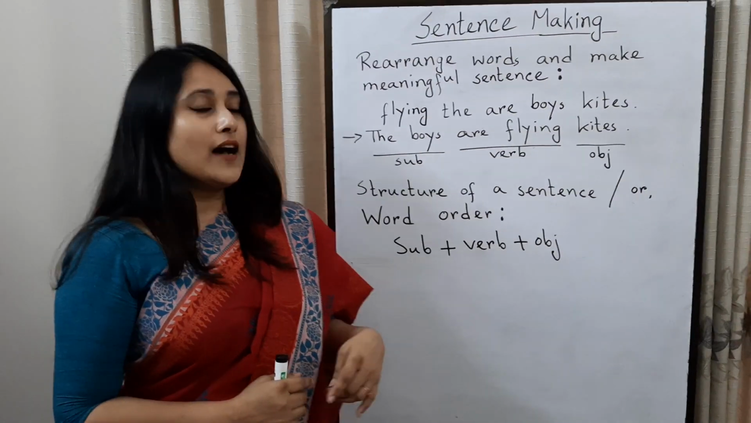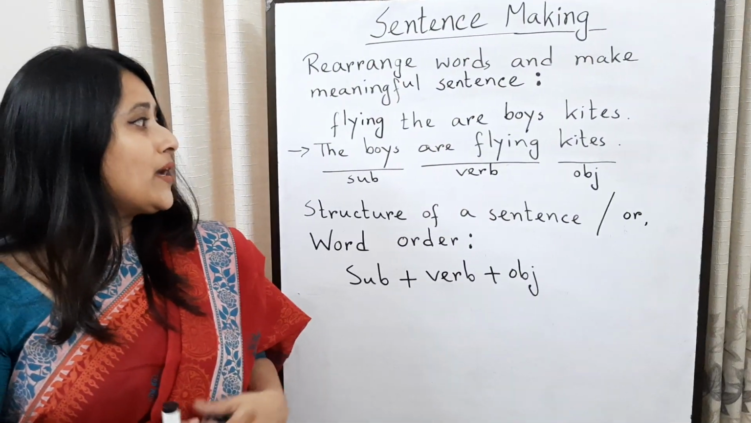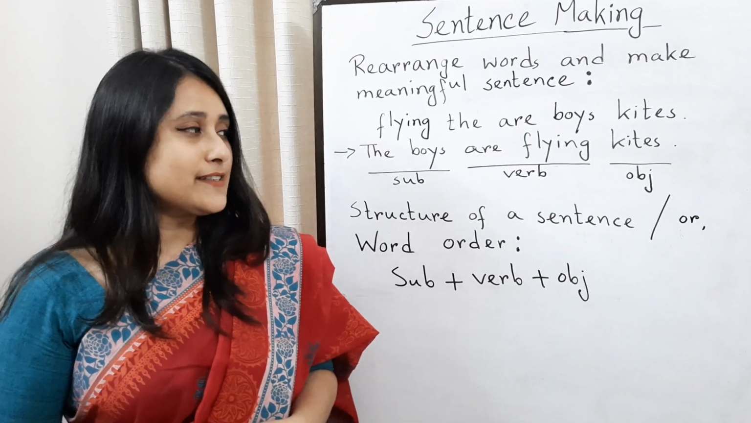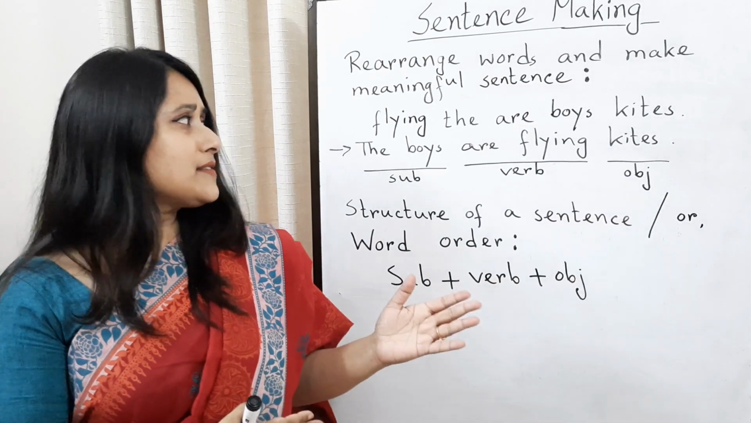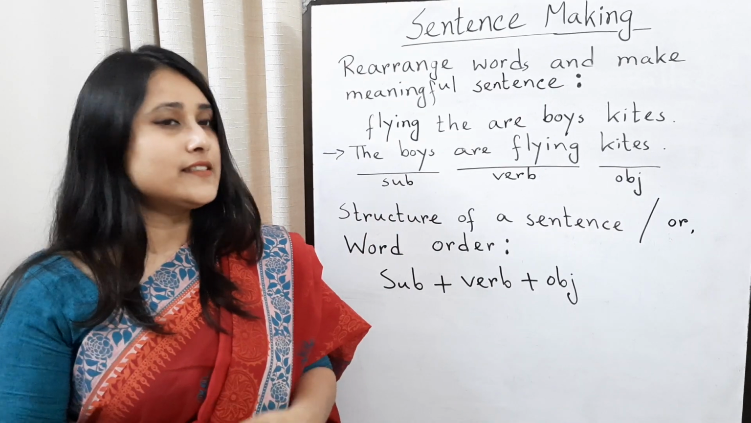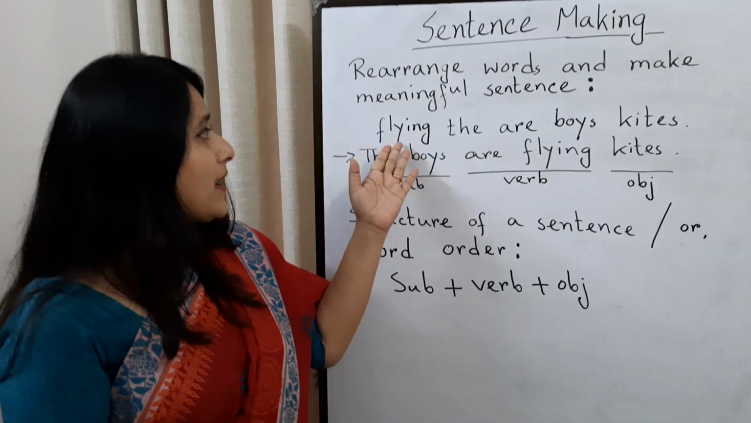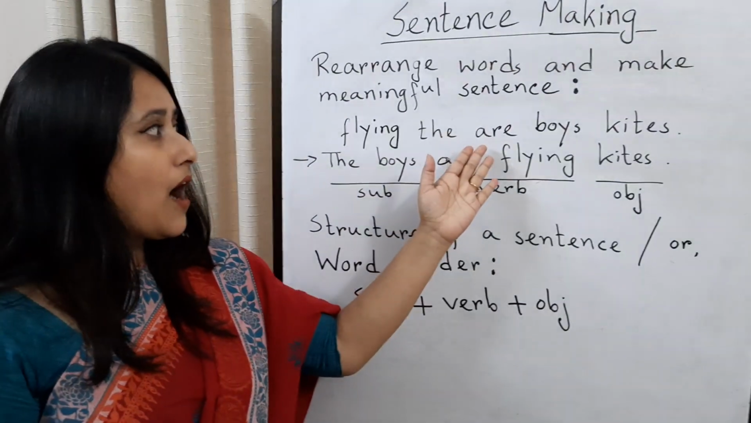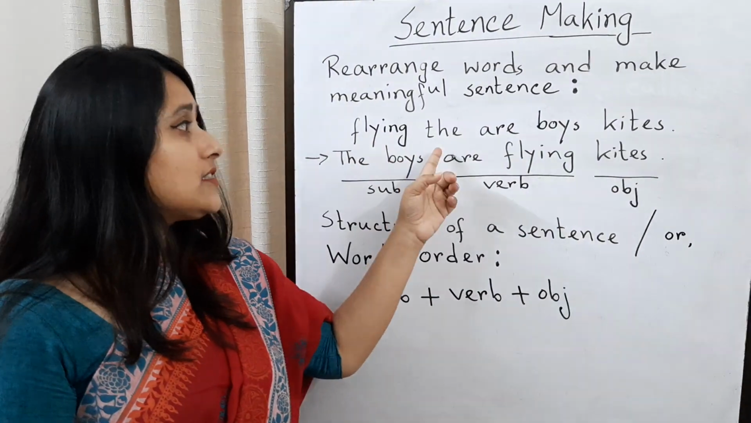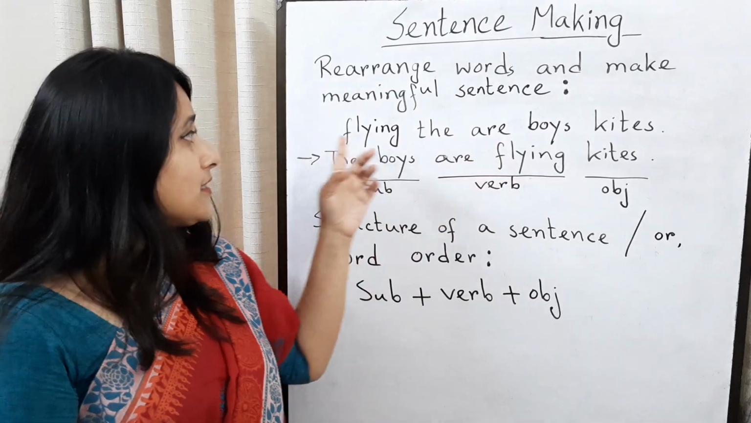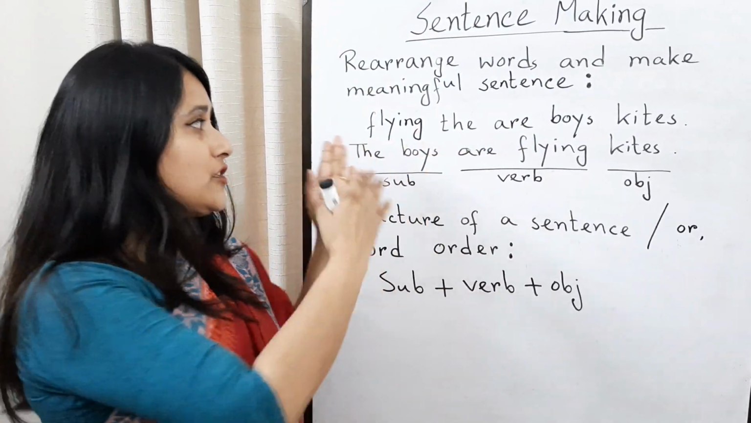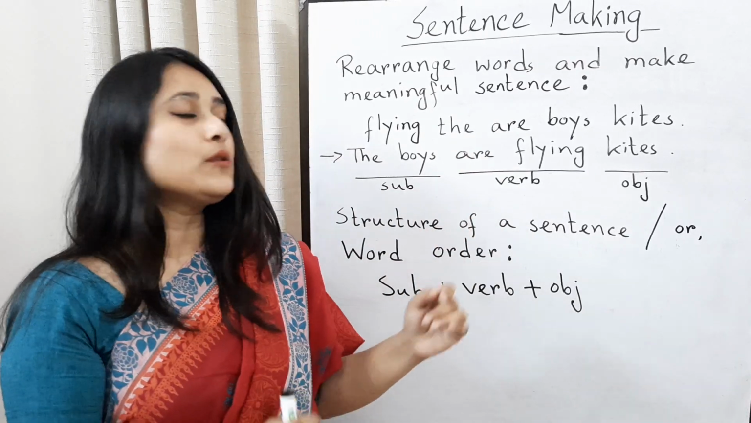So we have to remember some factors in jumbled sentences. Let's have a look at the structure, then we will discuss. Flying, the, are, boys, kites. Yes, each word has its meaning, but together it does not have any meaning. So we have to arrange the words and make a meaningful one.